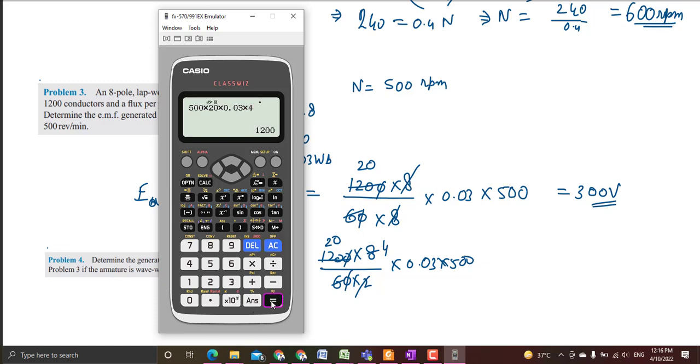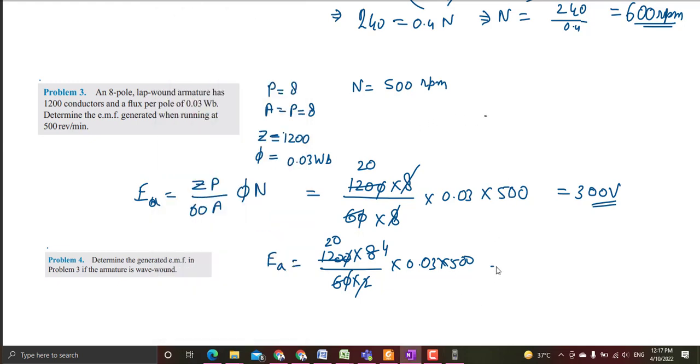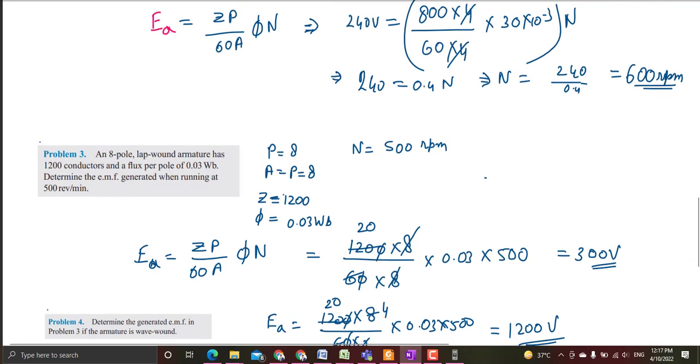You can see the rating has increased. The voltage rating has increased, and now the voltage is 1200 volt. Okay, let's proceed to the further question.